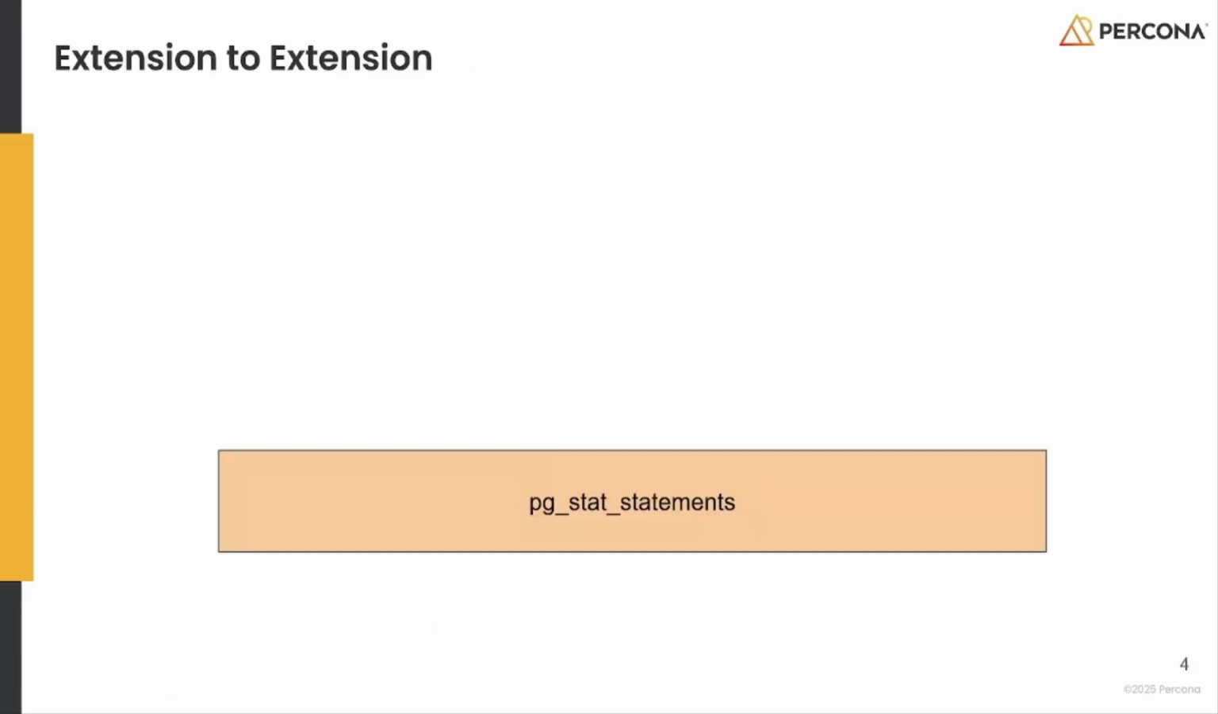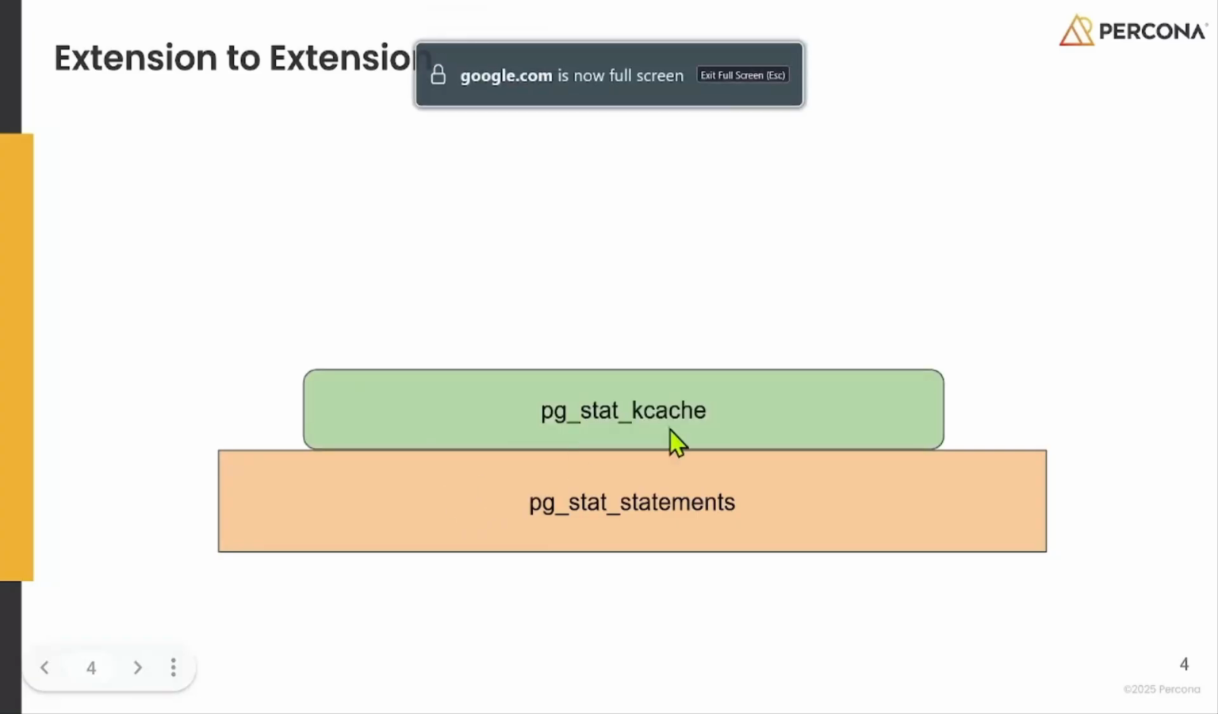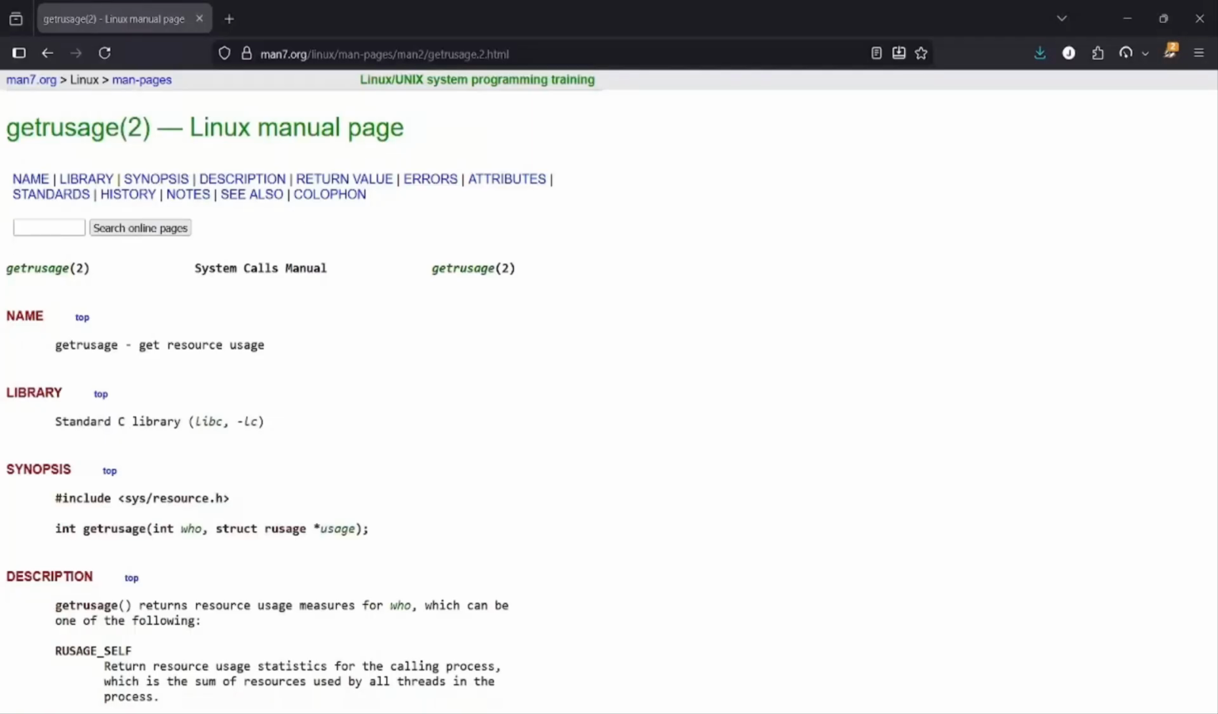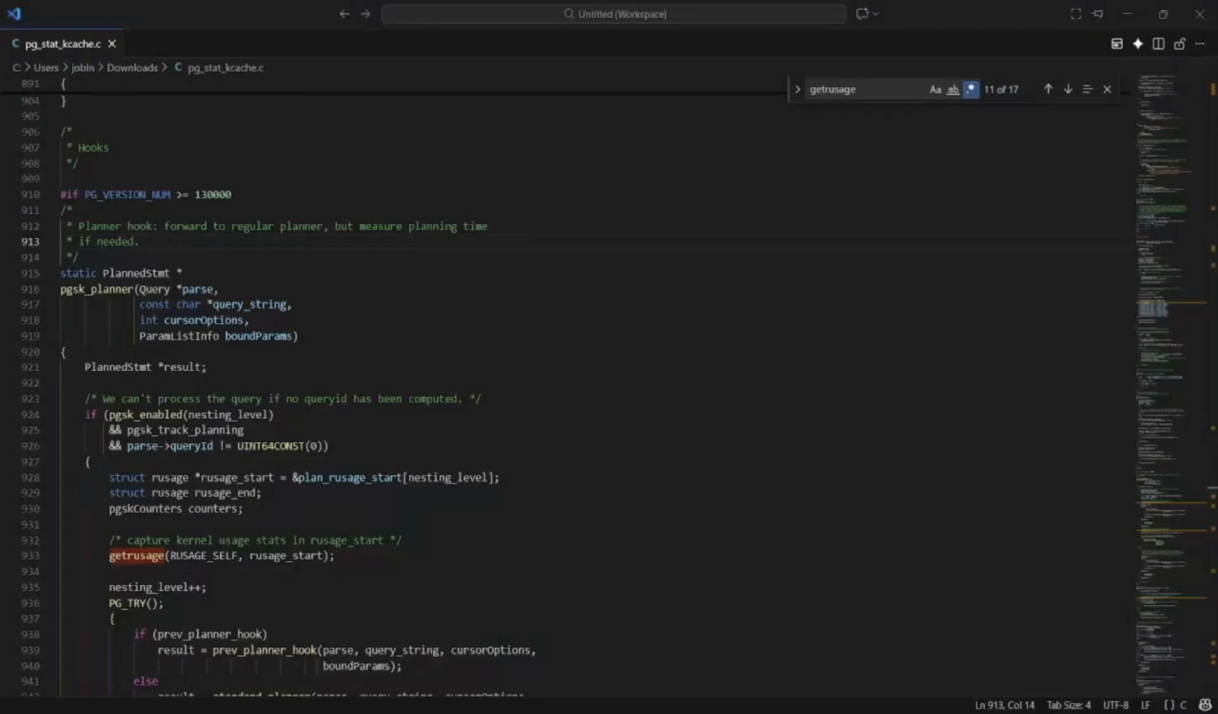We can consider pg_stat_kcache as an extension to an extension. The base features are provided by pg_stat_statements, and pg_stat_kcache builds on top of that. Let's see how it works. Internally, it uses the system call getrusage to understand the resource usage of each process. It implements both planner and executor hooks to understand the resource usage.